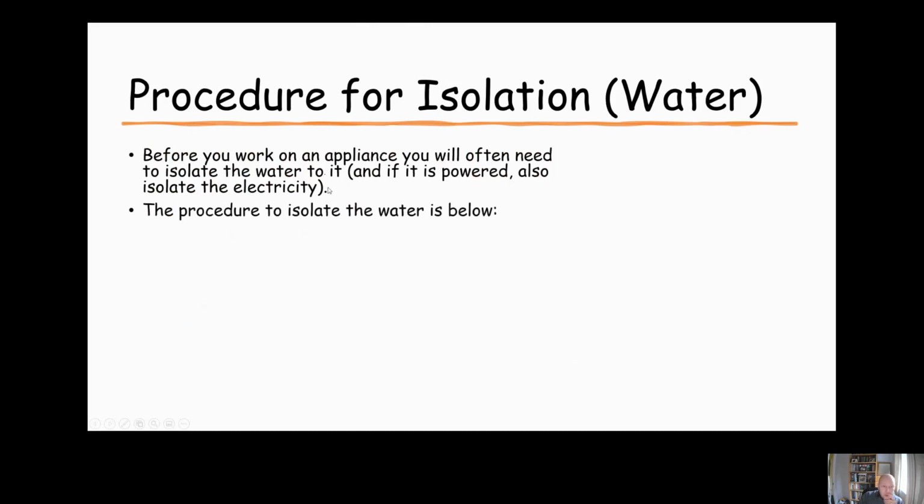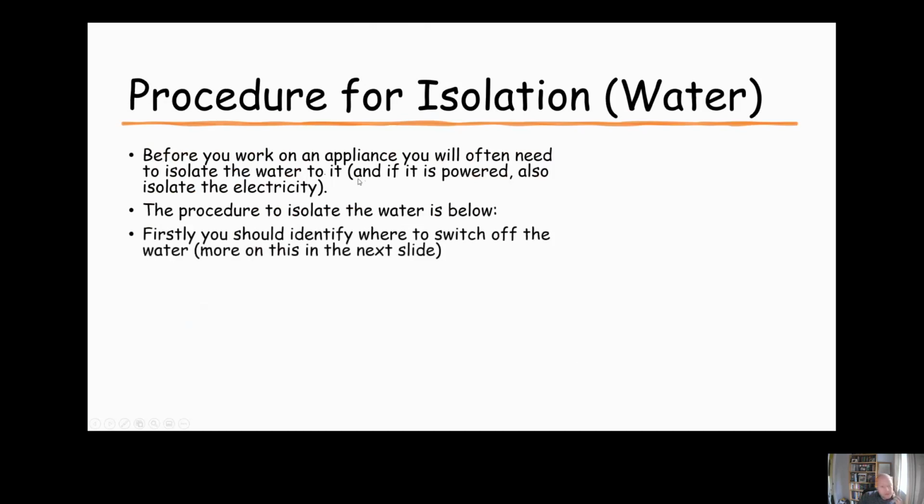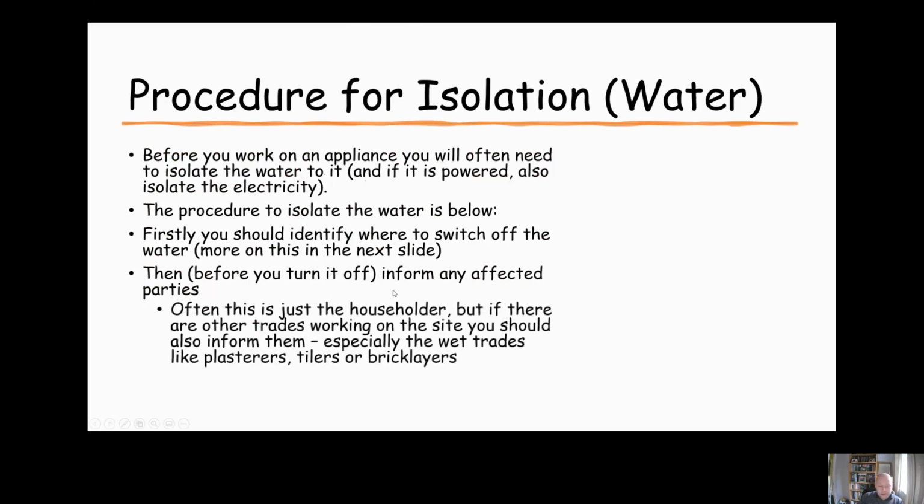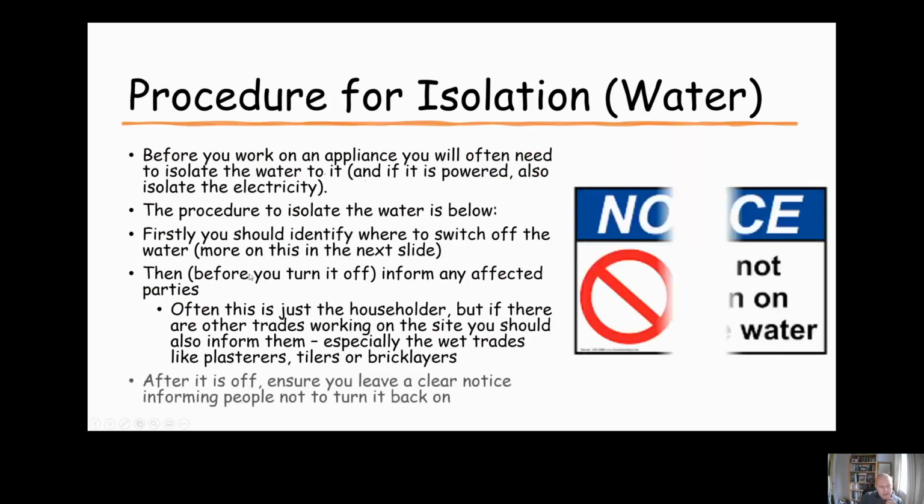So the procedure to isolate the water is below. Identify where to switch it off. Then before you switch it off, make sure that you tell anyone who might be affected by the water being switched off. Generally speaking, that's the person who lives in the house. But if there are other trades working there as well, and you're going to switch off the water to the whole site, make sure that you let them know in advance, particularly the wet trades, plasterers, bricklayers, tilers, because they are going to need water to do their job.